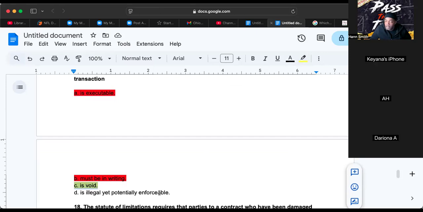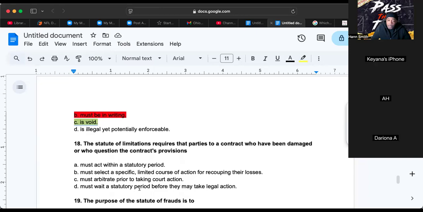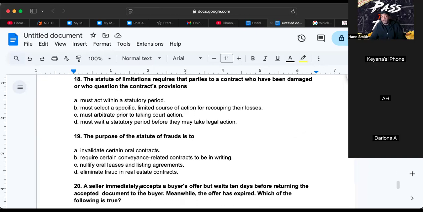Well, what is one of the tenets of a valid contract? Legal purpose. If we can't contract for something illegal, you don't have the authority to sell it. So it's never a contract. It has to be void. And to tell you the truth, if I get down to here, illegal but potentially enforceable, you can't enforce something that's illegal. So I've got to pick void. I'll be surprised if we get to the back of the book and it says something different. All right, 18, the statute of limitations.